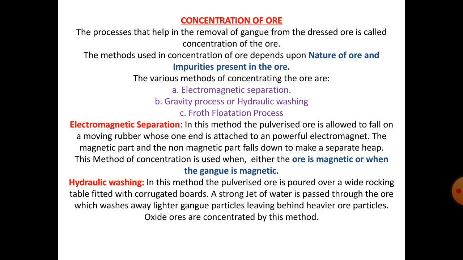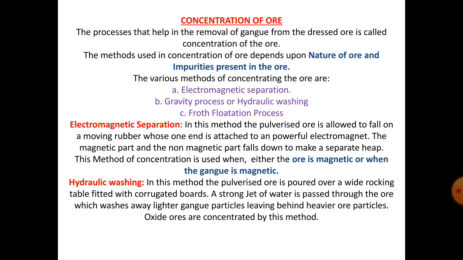Now, the method of concentration to be used depends upon two factors, and this is very important. It depends upon the nature of the ore and the impurities present in the ore. If you get a question like, on what basis is the method for concentration of ore decided, it is decided upon two factors. One is the nature of the ore, and second is the impurities present in the ore.